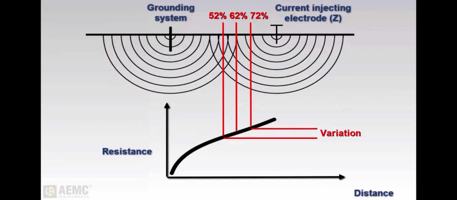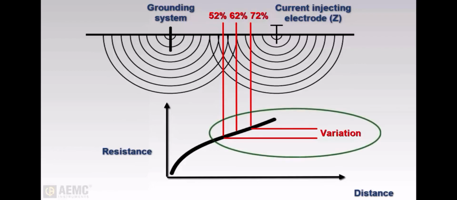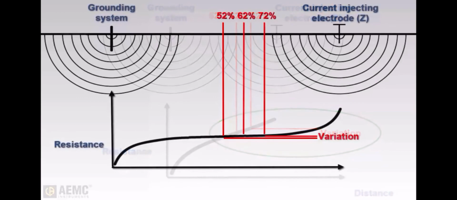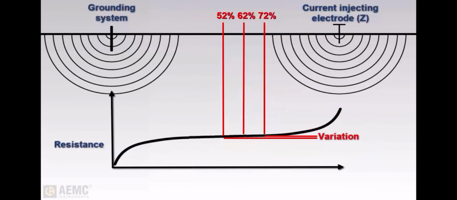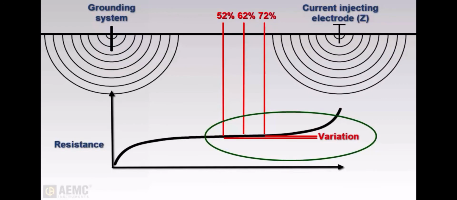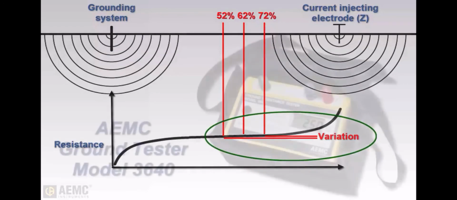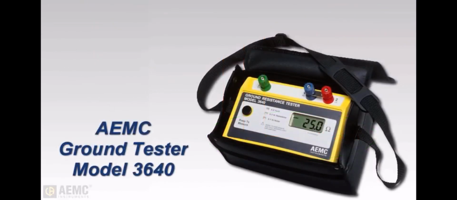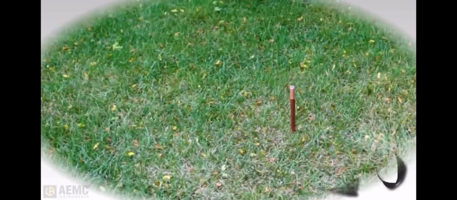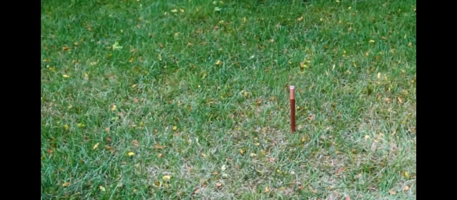If the spheres of influence of the ground rod and current injecting electrode are in collision, readings taken at these points will vary considerably. When the ground rod and current injecting electrode are positioned correctly, readings will vary only slightly as measurements are made. To demonstrate, we will use the AEMC Model 3640 ground tester to perform a 62% test. Our test subject is an 8-foot ground rod.